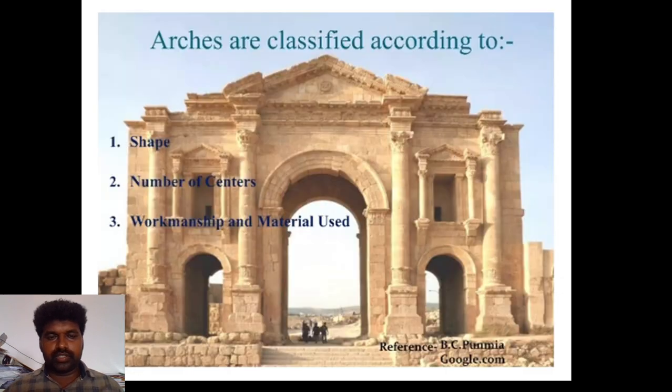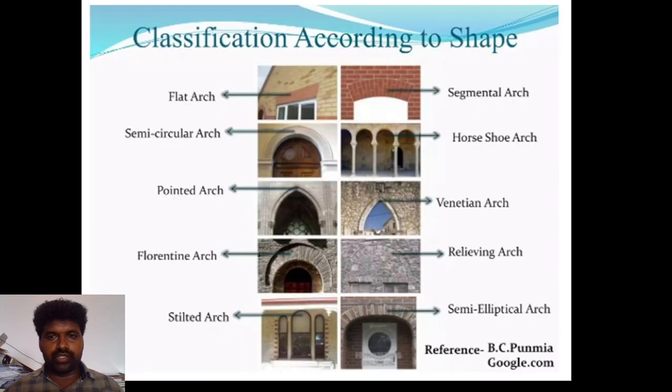Arches are classified according to their shape, number of centers, workmanship, materials used, etc. Classification according to shape: this is a flat arch, this is a segmental arch, semicircular arch, horseshoe arch, pointed arch, Venetian arch, Florentine arch, relieving arch, stilted arch. This type of arch is called a stilted arch. Semi-elliptical arch.